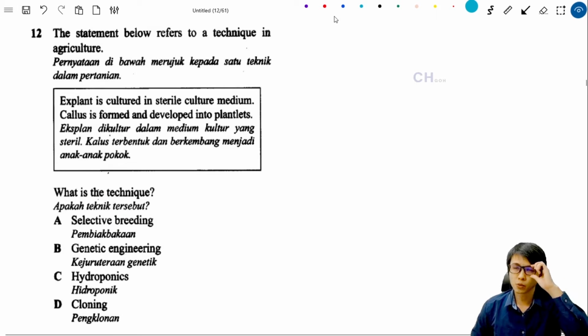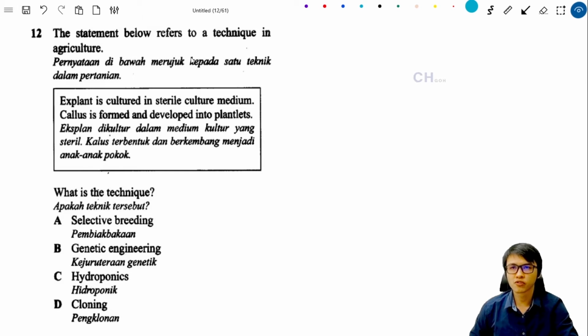Okay guys, come to question 12. The statements below refer to the technique in agriculture. For your information, this topic also cannot be found in the KSSM textbook anymore. Alright, so let's start. Explant.